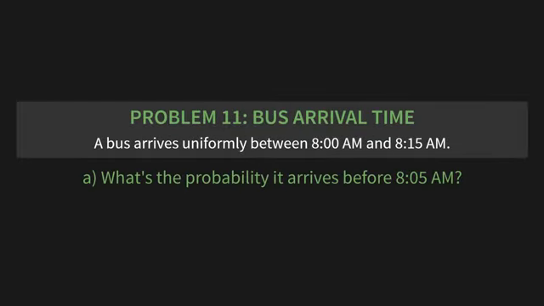Okay, here's a situation we've all been in. Waiting for the bus. The schedule says it arrives uniformly between 8 a.m. and 8:15 a.m. That uniformly part means it's equally likely to show up at any moment in that window. First question, what's the probability it arrives before 8:05 a.m.?